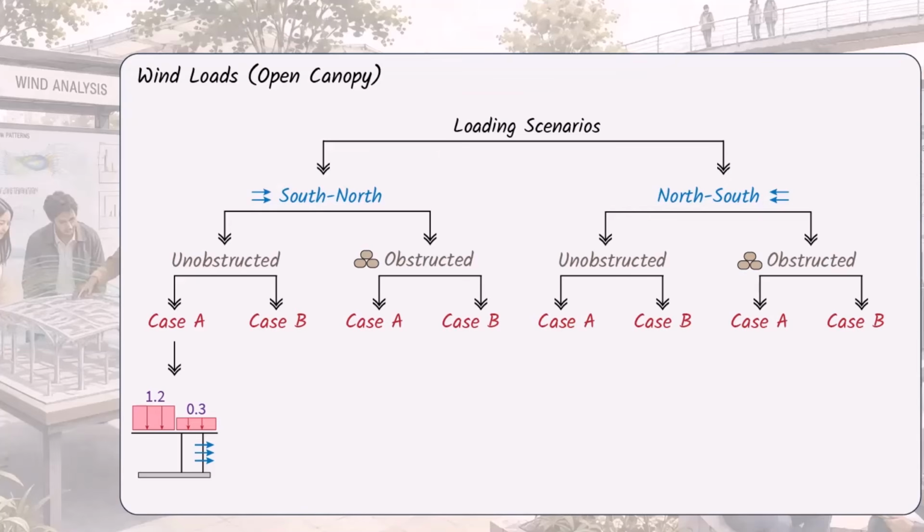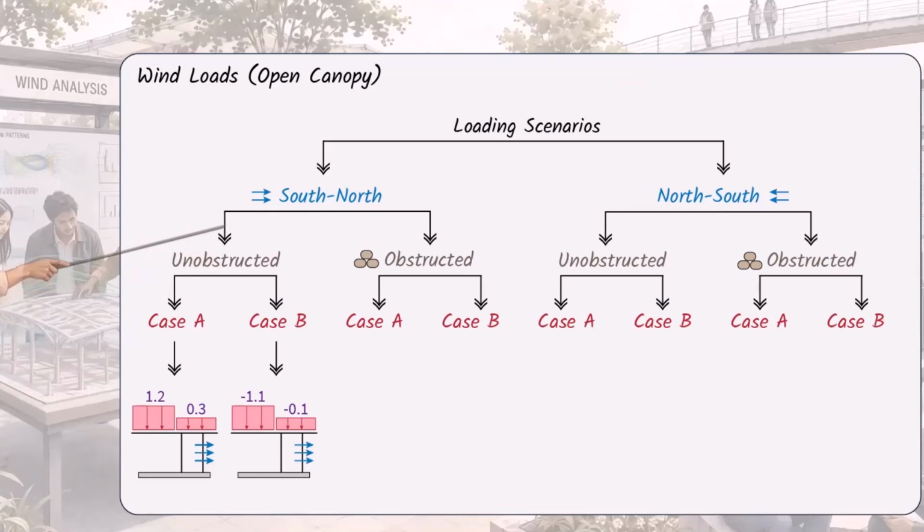For case B, we get the following pressure coefficients. Notice the direction of the arrows. A downward arrow indicates that the resulting wind pressure is pushing downward on the roof. So, case A produces downward pressure, while case B produces upward pressure, or suction. Negative pressure coefficients simply mean the resulting pressure is upward, pointing away from the roof.